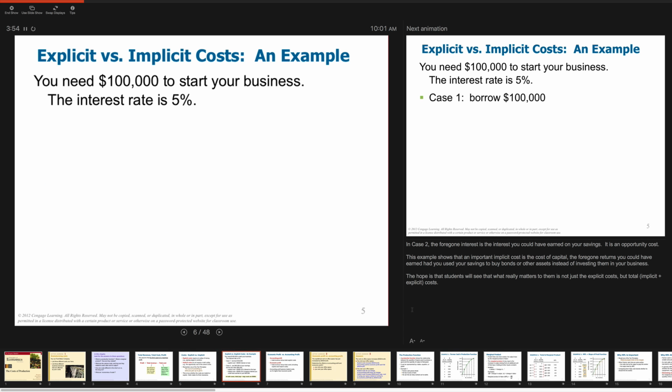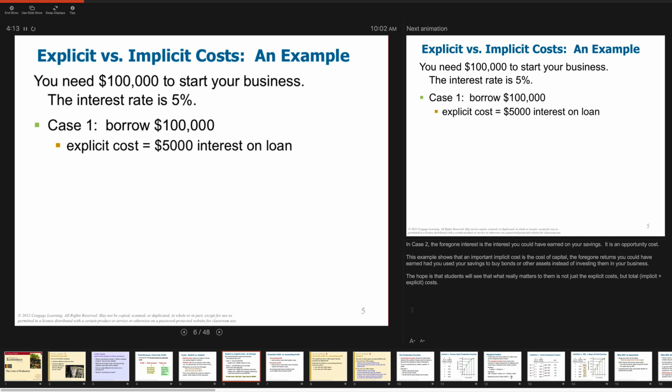Okay, an example. You need $100,000 to start your business. It's a bargain business, apparently. The interest rate is 5%. So we're going to assume that you're going to borrow this $100,000. You haven't saved it up during your lucrative high school and junior high babysitting careers. Okay, case one, you can borrow $100,000. It's going to cost you $5,000 interest. Yeah, that's the way interest works.